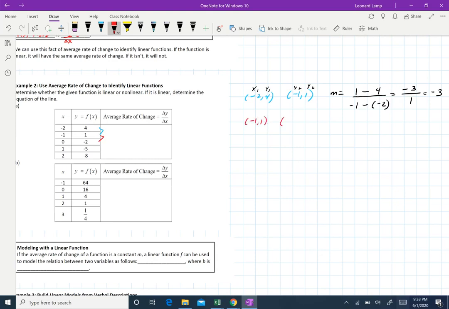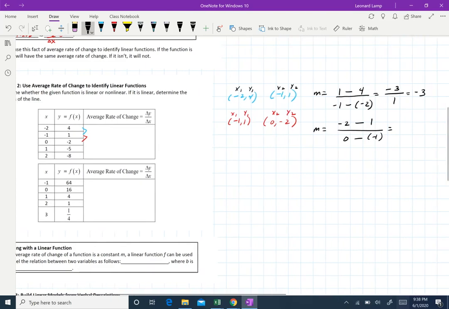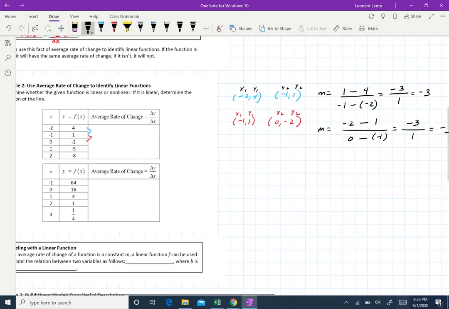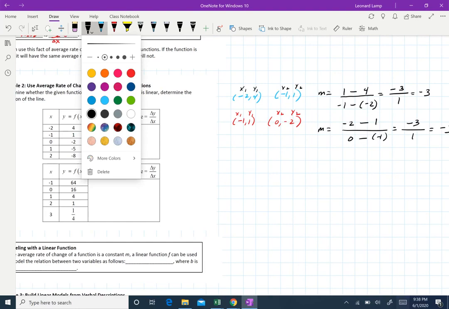Okay, now if you find the slope between the next 2 points, let's say -1, 1, and the other one is 0, -2, x1, y1, x2, y2. Then your slope would be y2 minus y1 over x2 minus x1. So this becomes -3 again over 0 minus a -1, which becomes a +1. So this becomes -3.